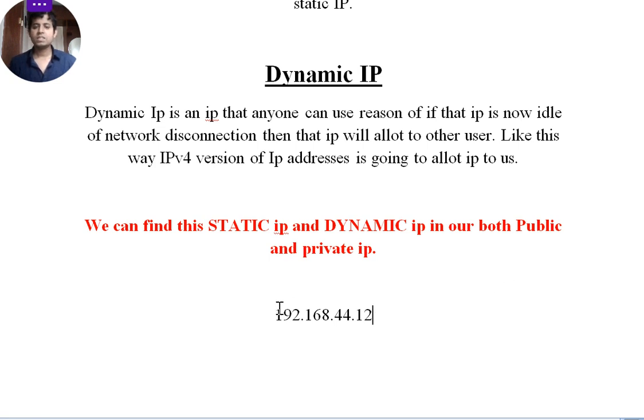This IP address comes from version 4. So it has 4 pairs. The first pair is 192, the second pair is 168, the third pair is 44, and the fourth pair is 12. Every pair has 8 bits. So IP version 4 has 4 bytes, or 32 bits.